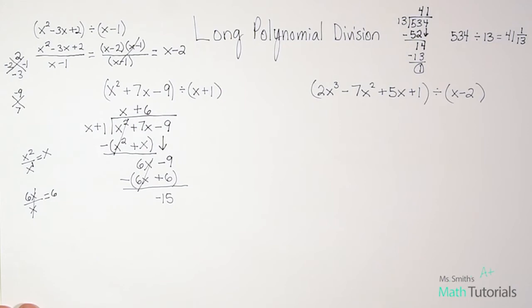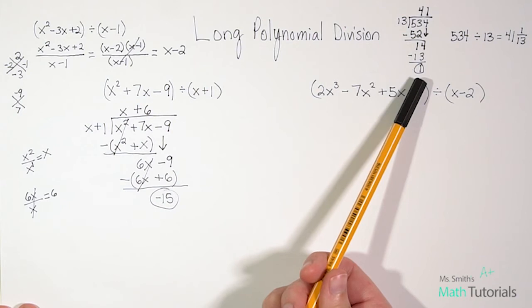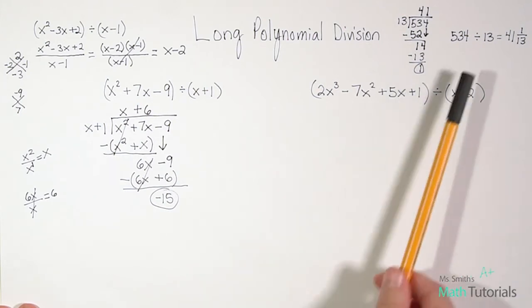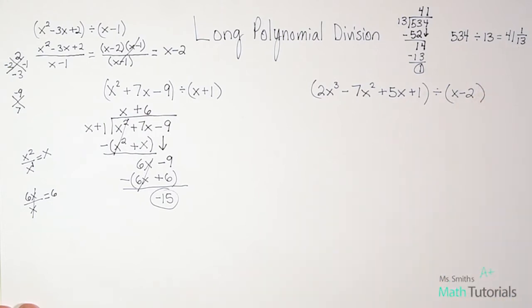Now at this point, if I had something further to bring down, I would, but I don't. So that means I have a remainder of negative 15. Just like over here, we had the remainder of 1. So we're going to rewrite our answer just like how we wrote this answer. It's just going to look a little bit more complicated, but it's really the same thing.